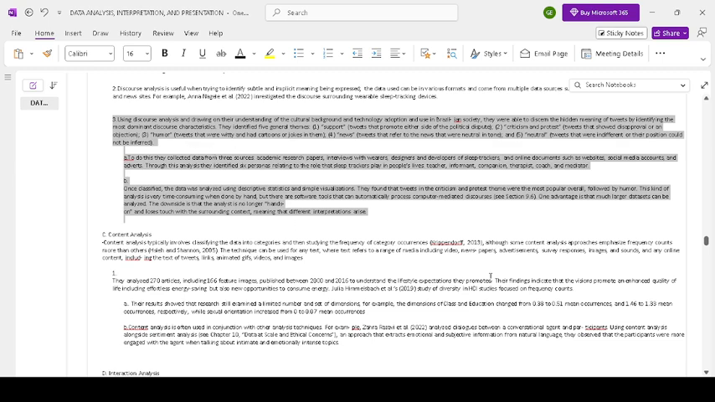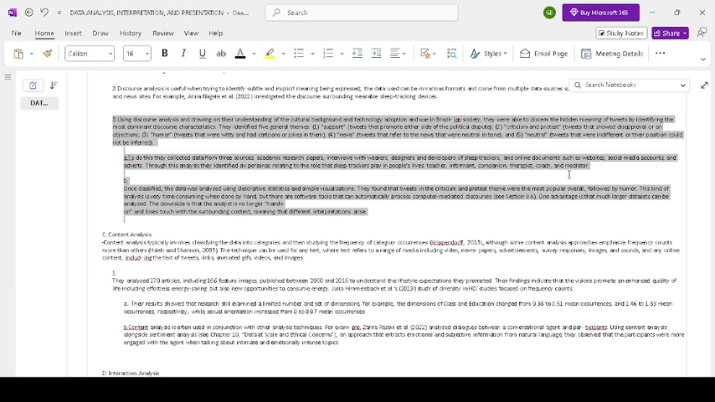Using discourse analysis and drawing on their understanding of the cultural background, technology adoption, and use in Brazil in society, they were able to discern the hidden meaning of tweets by identifying the most dominant discourse characteristics. They identified five general themes: support, tweets that promote either side of the political dispute; criticism and protest, tweets that show disapproval or an objection; humor, tweets that were witty and had cartoons or jokes in them; fourth, news, tweets that refer to the news that were neutral in tone; fifth, neutral, tweets that were indifferent or their position could not be inferred.